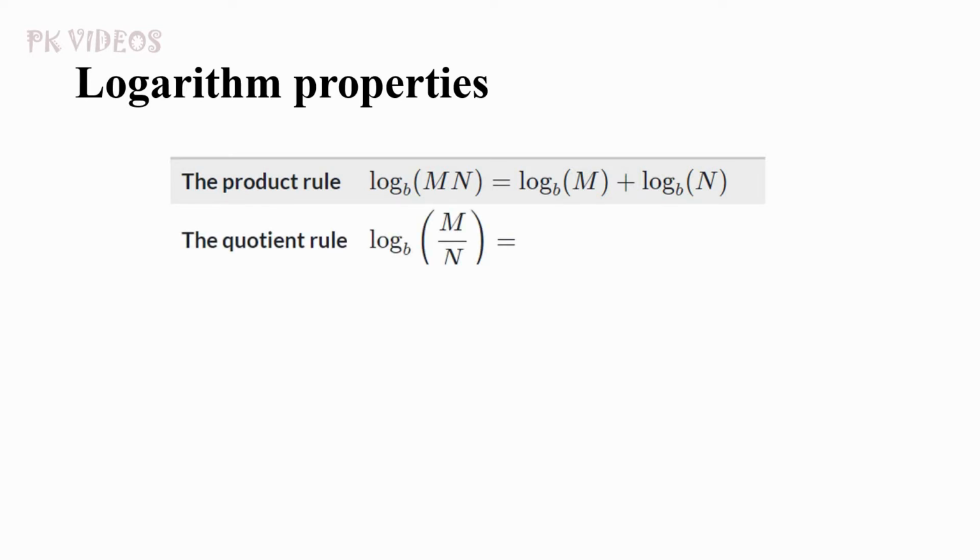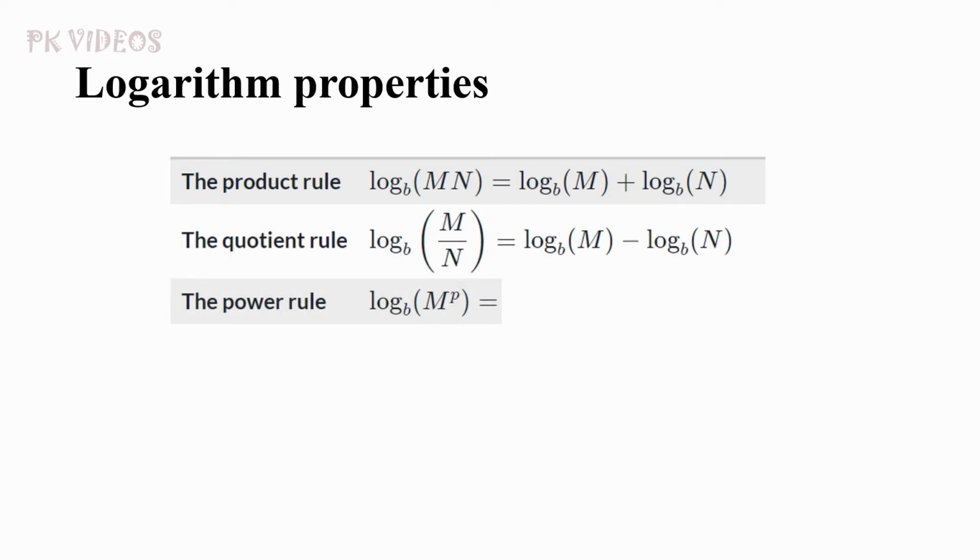For the quotient rule, log m divided by n to the base b can be written as log m to the base b minus log n to the base b. The power rule says log m to the power p to the base b. So here the argument is m to the power p. This can be expressed as p times log m to the base b. The power of the argument can be taken in the front and multiplied with the log of the argument to the base of the log.